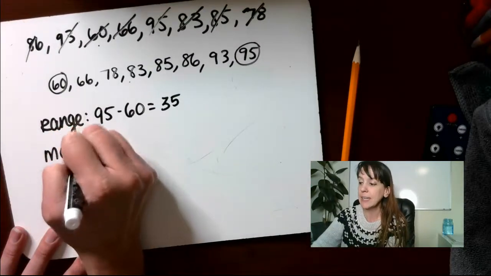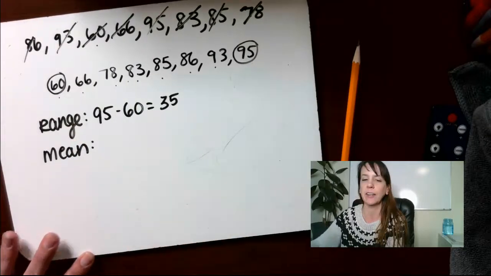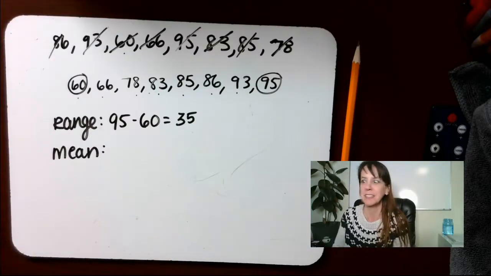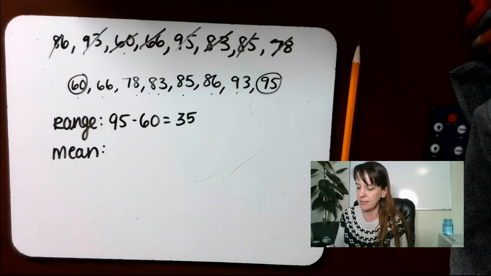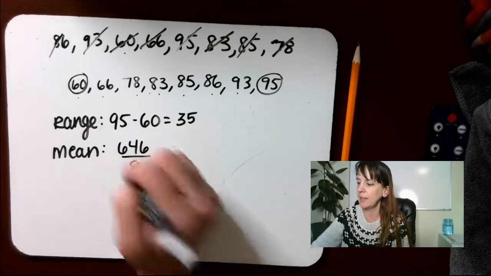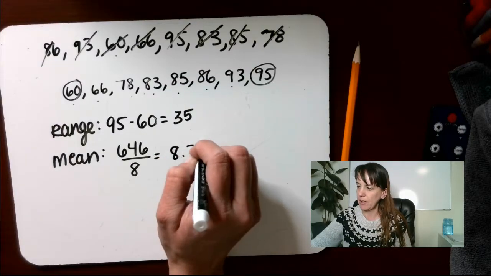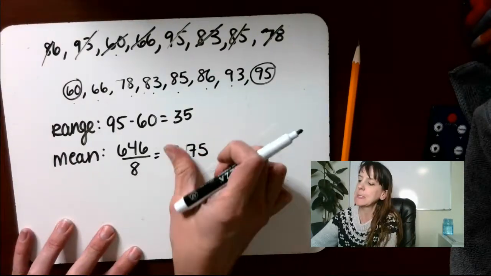Our mean is add them all up and divide by 1, 2, 3, 4, 5, 6, 7, 8. I couldn't remember if it was 8 or 9, and I literally just counted. Oh my goodness, 8. So we're going to add all these up, plus 66, plus 78, plus 83, plus 85, plus 86, plus 93, plus 95. My voice doesn't go any higher than that. So 646 divided by 8. Yeah, okay. All right, divide that by 8, we get 80.75.